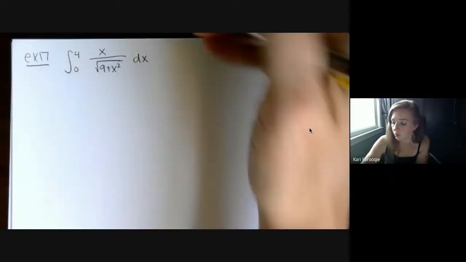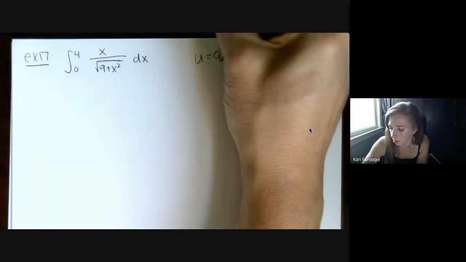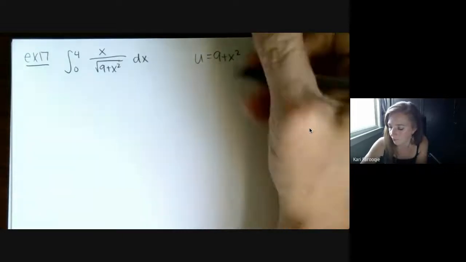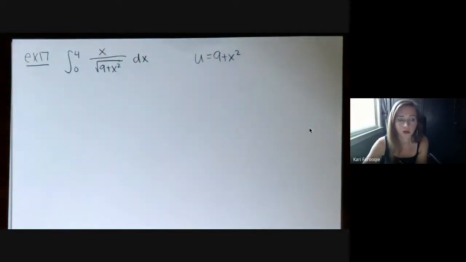So u is going to be your radicand, 9 plus x squared. And right off the bat, I think sometimes students get confused just knowing, is this a u substitution or isn't it? There's no way that you could rewrite this without having it be a u substitution. And it definitely doesn't fit any of our inverse trig formulas.